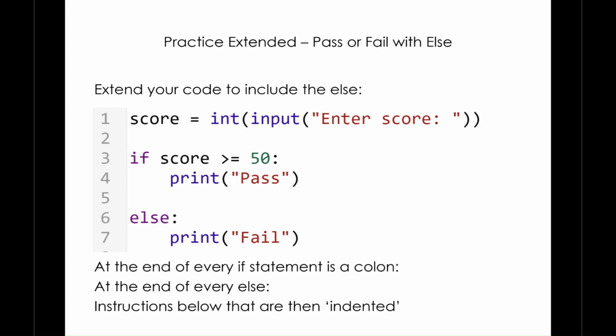Common mistakes for if statements. At the end of every if statement, there must be a colon, as you can see on line number 3. At the end of every else statement, there must be a colon. And you can see that each print is indented slightly on line number 4 and line number 7, because that print statement belongs to the if, and on line 7 the else.